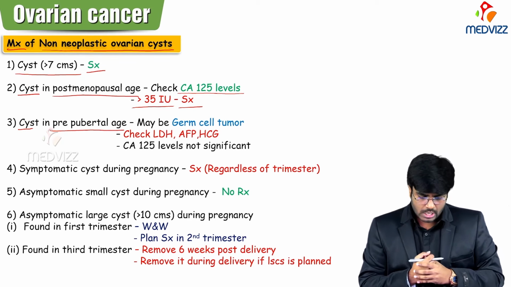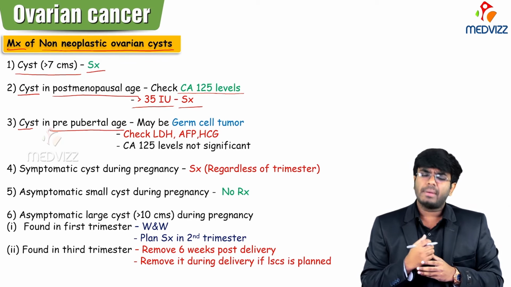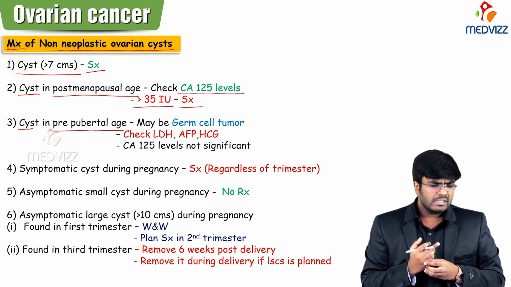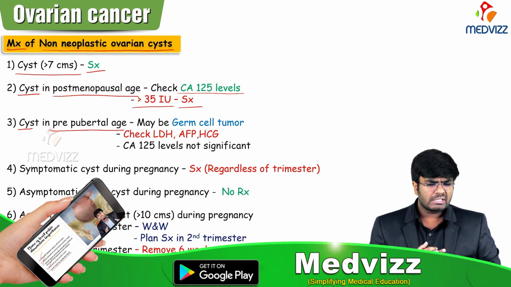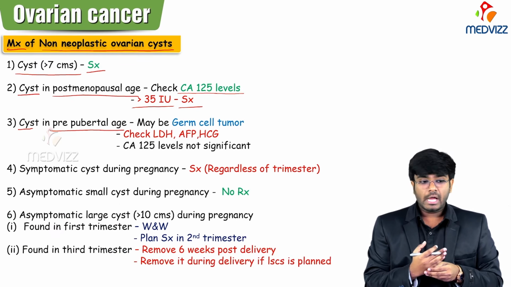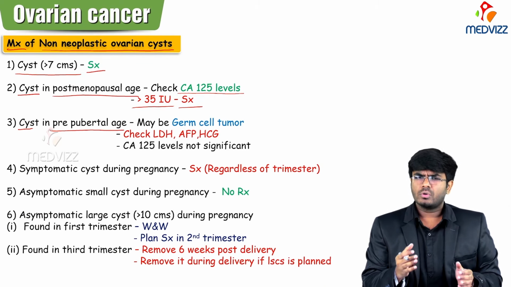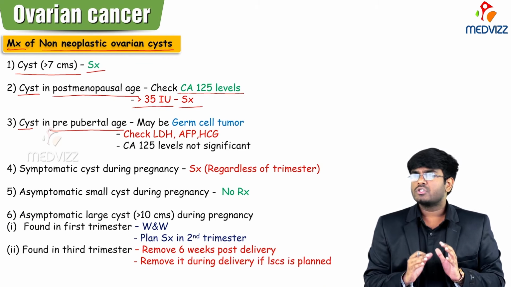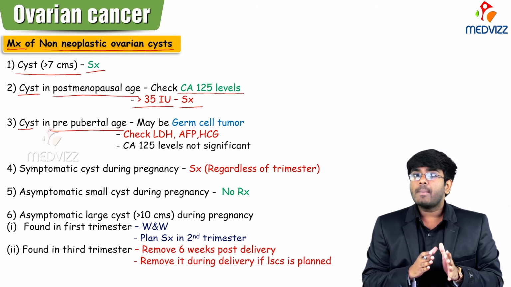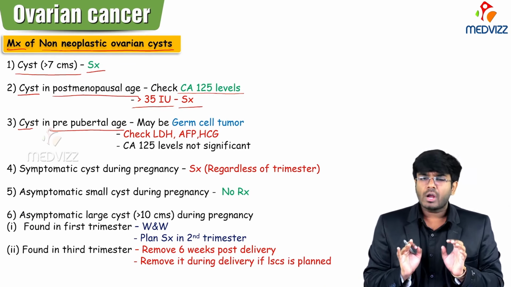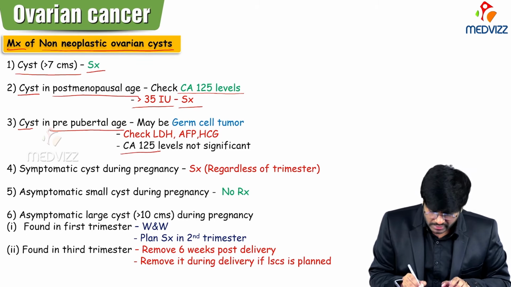Okay, germ cell tumors. So if there is a cyst in prepubertal age, something like in a 10-year-old, this might be a dermoid cyst, or this might be a dysgerminoma, or this might be a yolk sac tumor, choriocarcinoma, embryonal cancer. So just think about the germ cell tumors and go with the markers which are suggesting the germ cell tumors. Here you are not going to check the CA125 levels.